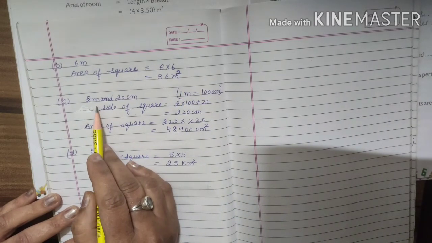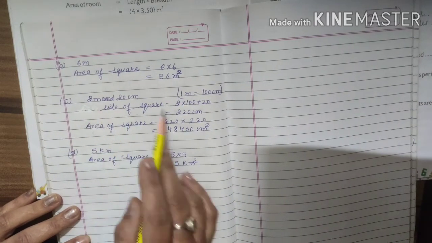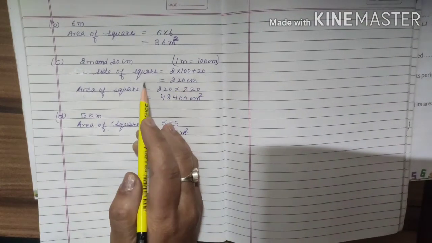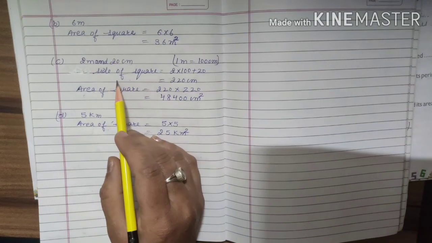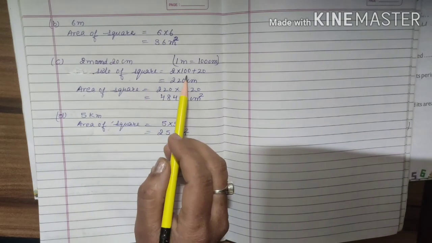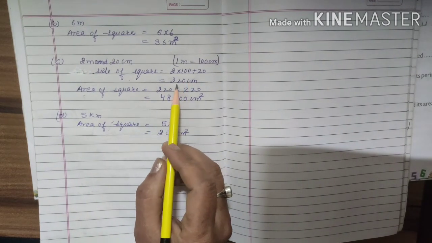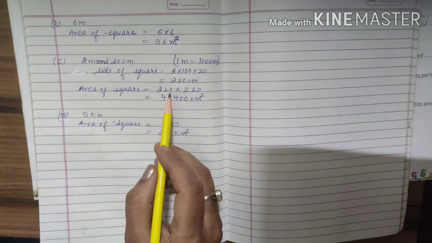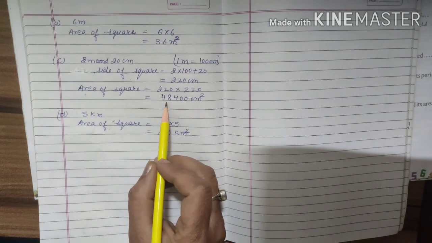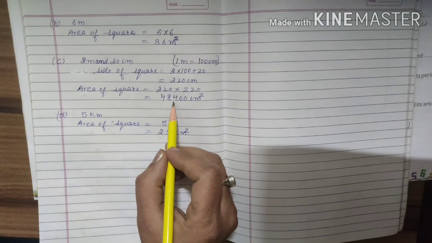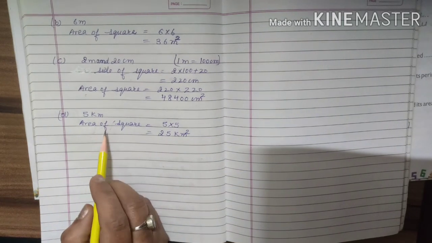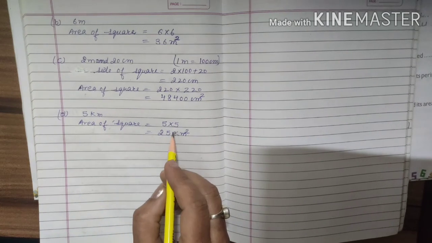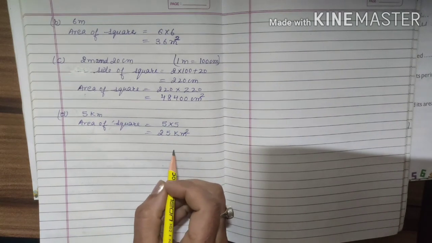Next, C part is 2 meter and 20 centimeter. First of all we convert meter into centimeter, so it is 2 multiply 100 plus 20, so 220 centimeters. So area of the square is 220 multiply 220, which is equal to 48,400 centimeter square. And D part is 5 kilometer, so area of the square is 5 multiply 5, which is 25 kilometer square.